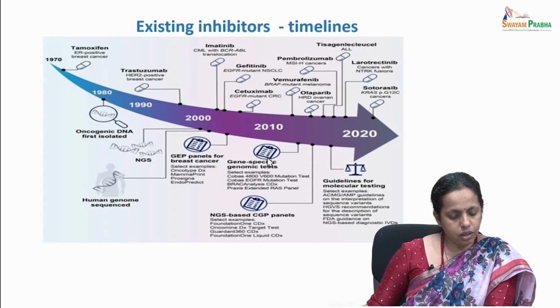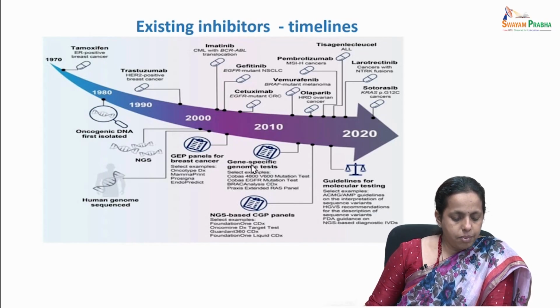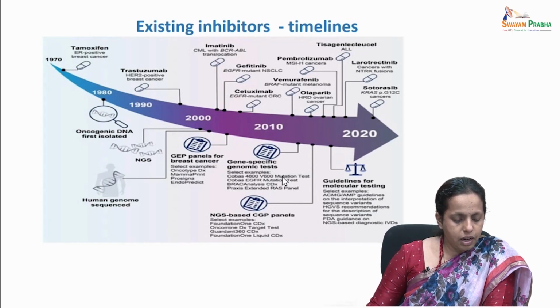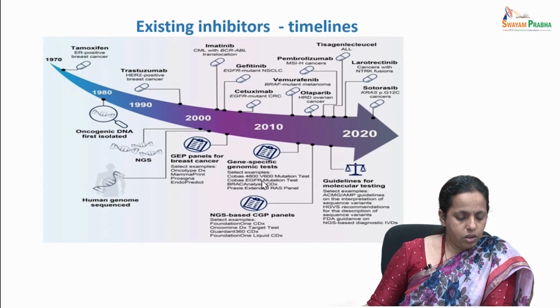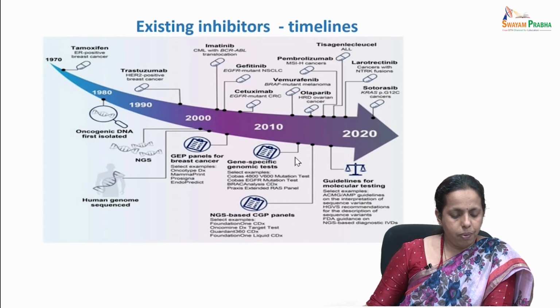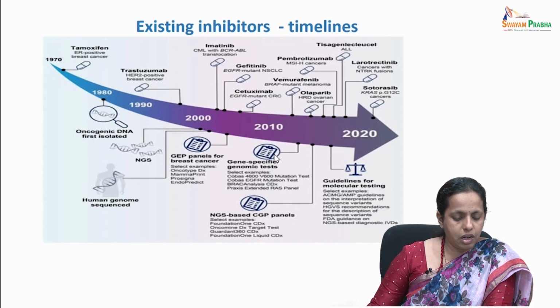Then what milestone did we achieve at this point of time? Gene specific genomic tests, where you have your Cobas 4800, which is V600 mutation testing. Then you have the Cobas EGFR mutation test. Then BRCA analysis, then the extended RAS panel. Very, very important. We have come up with many panels around this period.